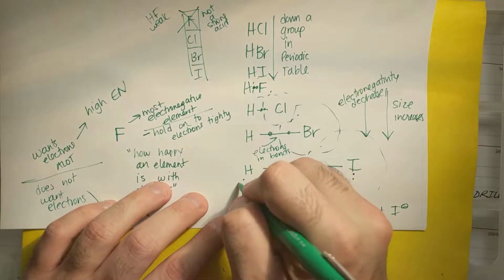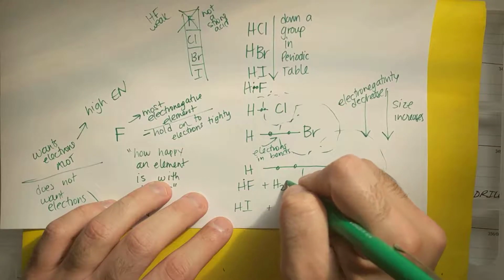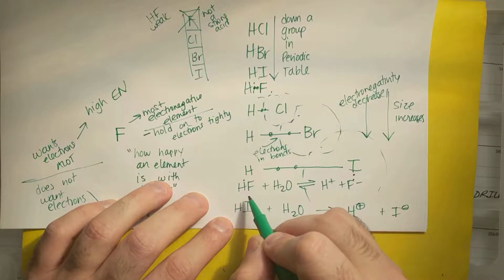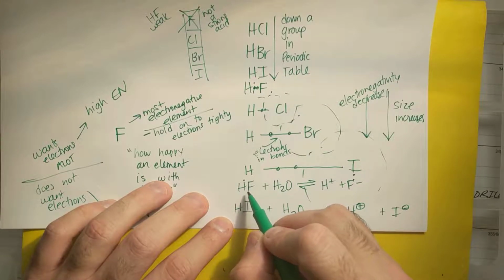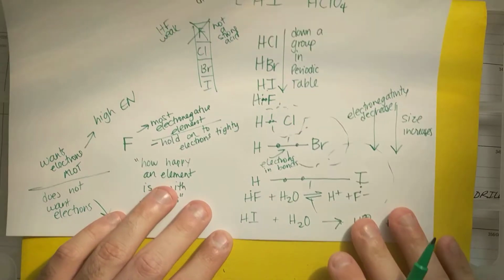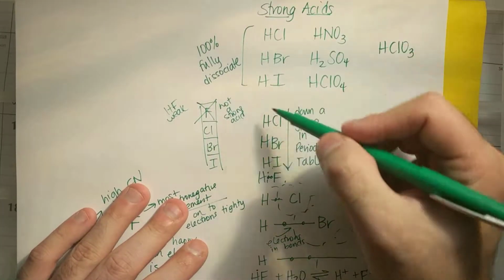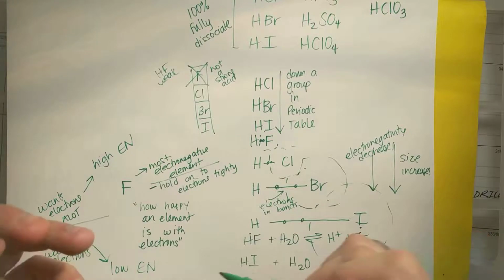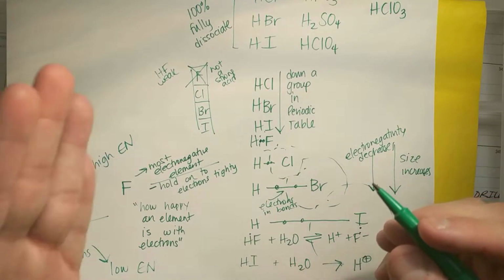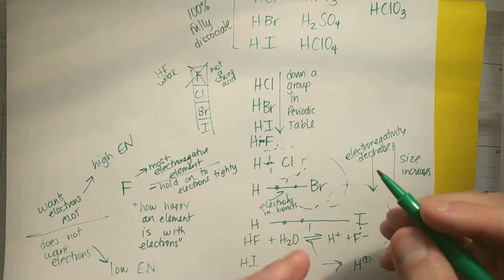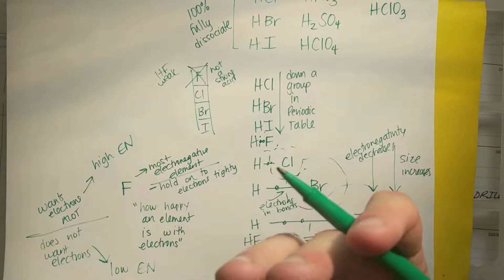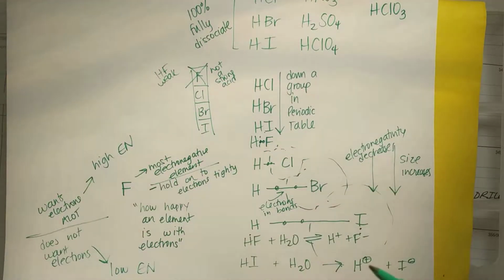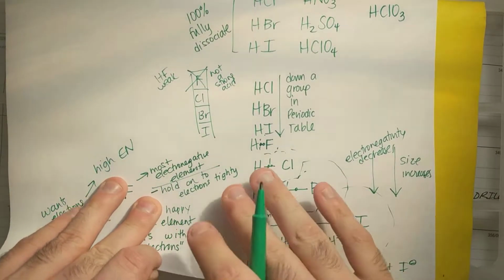But if I had HF, HF is going to weakly dissociate. And that's because this is a weak acid. That F is the most electronegative element, so it's really holding on to those electrons. So that's just a quick aside about your strong acids and why electronegativity factors into strong acids. Basically, the lower my electronegativity, the stronger my acid. If I'm a proton and I'm attached to an element that has a low electronegativity, I'm going to probably fall off easily, or dissociate easily, and I'm a stronger acid.